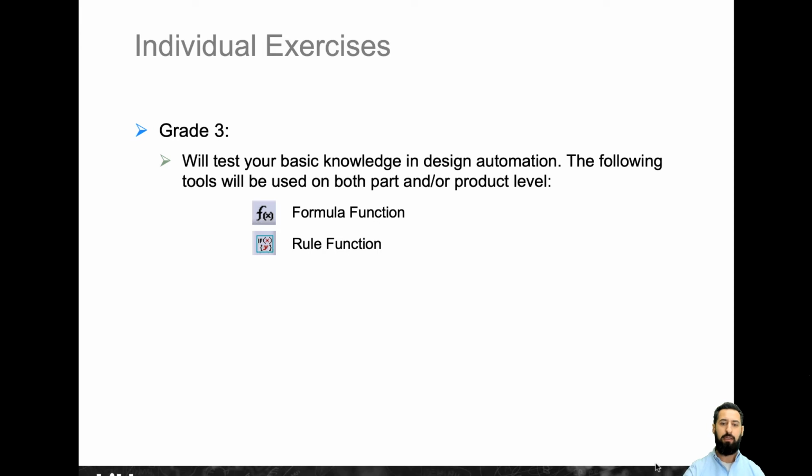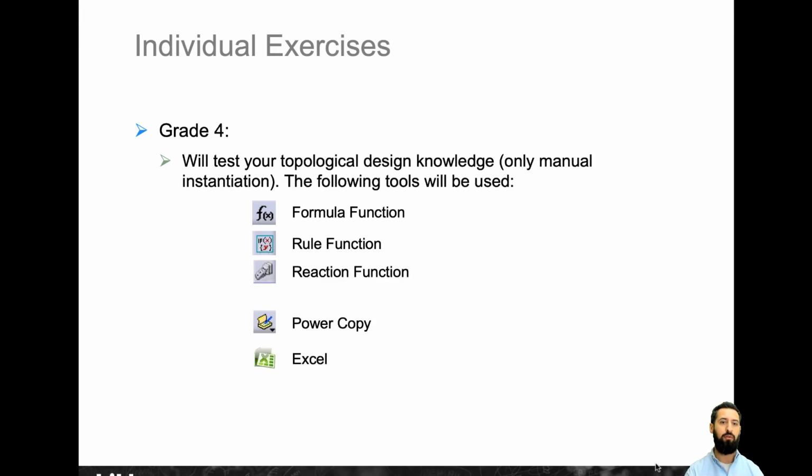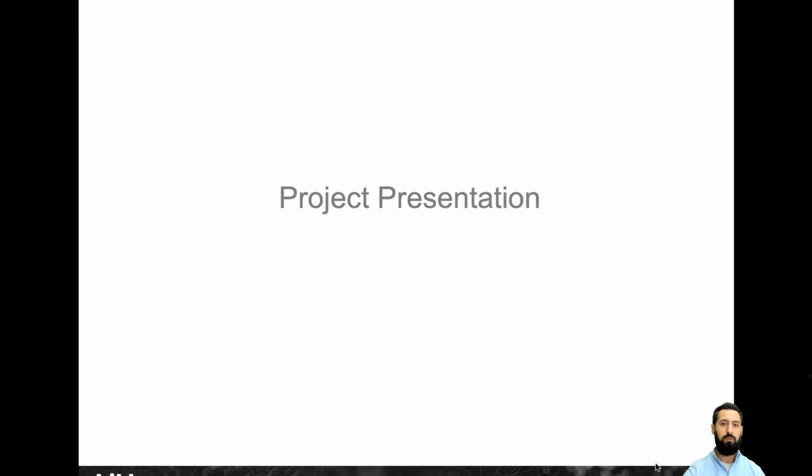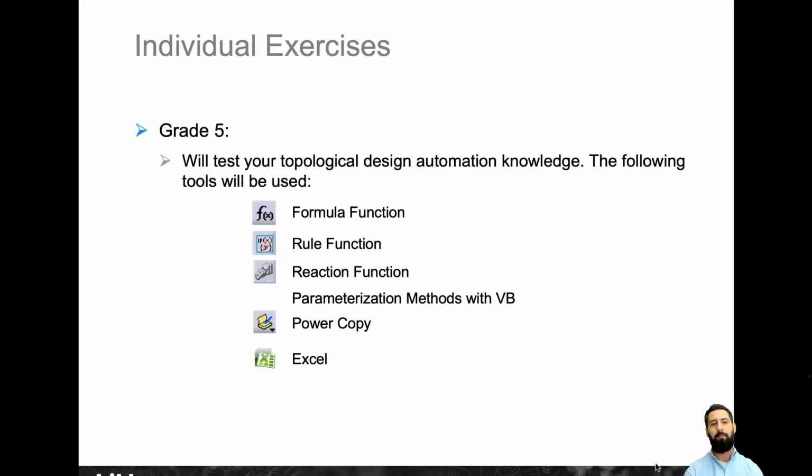For grade 3, there's going to be basic knowledge that we're going to test. Grade 4 is going to be more advanced knowledge, so more design automation knowledge, and then grade 5 will be even more so. We have uploaded a couple of previous individual exercises so that you can see how they actually look, which will give you an idea of how an individual exercise looks.